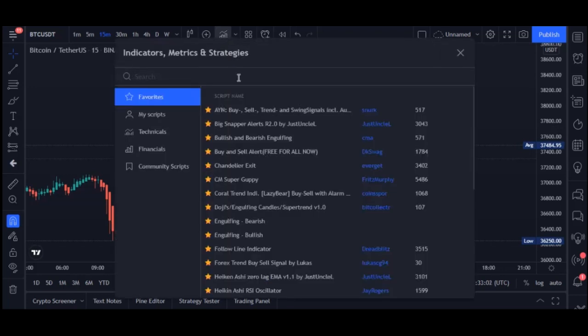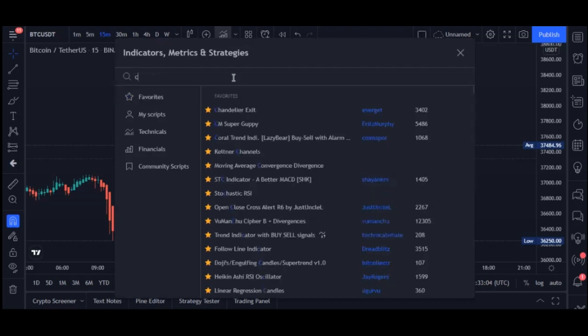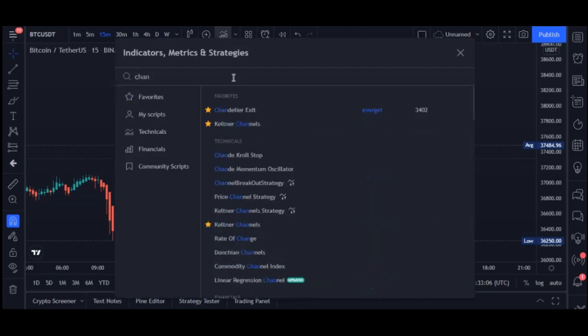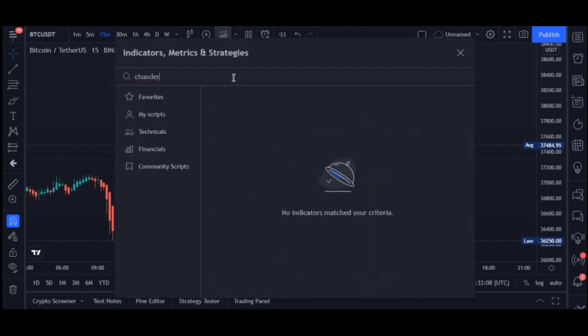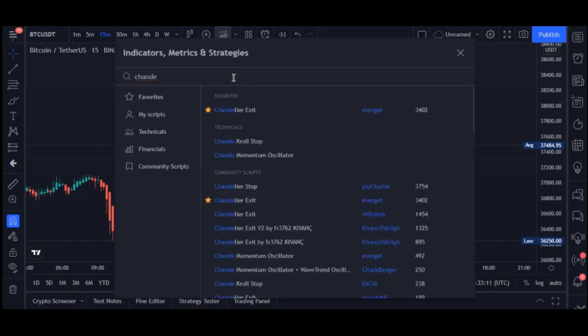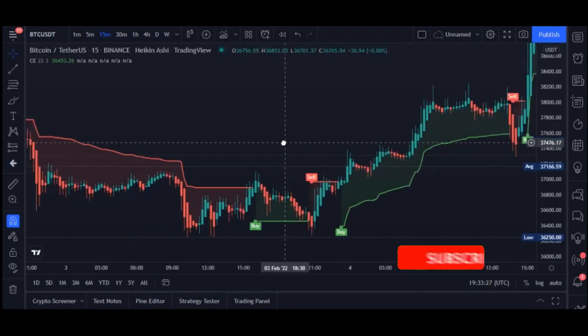This pops up. So the name of the indicator is called Chandelier. Go ahead and type Chandelier here. Yes, Chandelier. It is created by this developer, Evergate. If I go ahead and click on it, it adds that indicator to my TradingView.